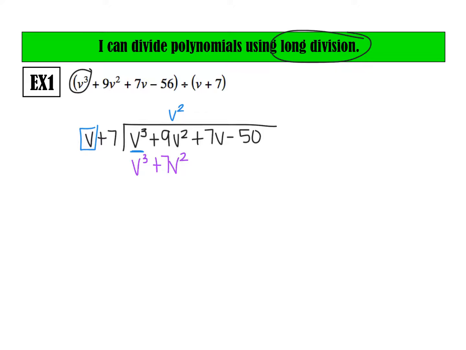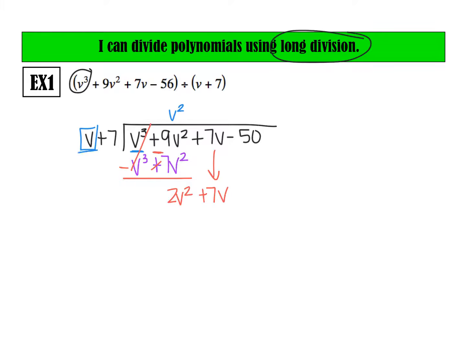So then once we did that, we subtracted, or we did the opposite. If it's positive, it becomes negative, and if it's negative, it becomes positive, and then I combine my like terms. So v to the third minus v to the third cancels, which is what we want, and that's why we thought through, how do I make v look like v to the third, because I want it to cancel. And so then I do 9v squared minus 7v to the second, and that gives me 2v to the second. And then if you remember, we bring down our next term, so plus 7v, and we start all over.